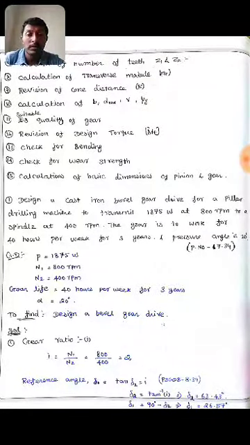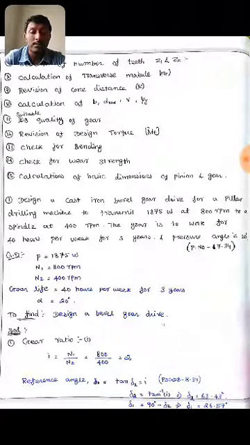Given data: P is equal to 1875 watts, N1 is equal to 800 rpm, N2 is equal to 400 rpm. Gear life is equal to 40 hours per week for 3 years. Alpha is equal to 20 degree. To find, design a bevel gear drive.